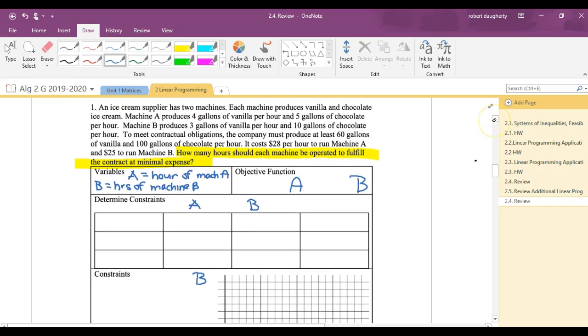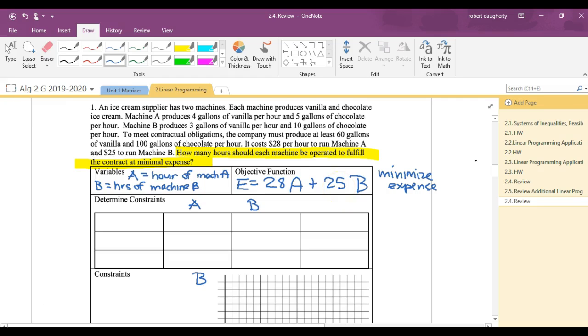What am I trying to do here? I'm trying to minimize the expense. So I want to minimize my expense. So my expense is going to be a function that equals... Now, somewhere in that problem, it tells you the expenses of machine A and B. I see that it takes $28 to run machine A, and it takes $25 to run machine B.